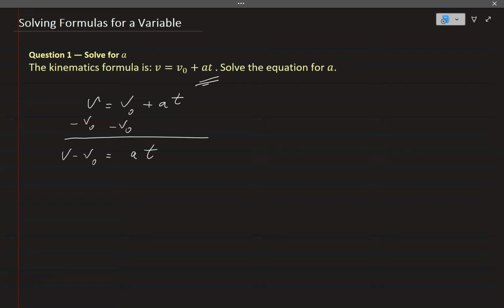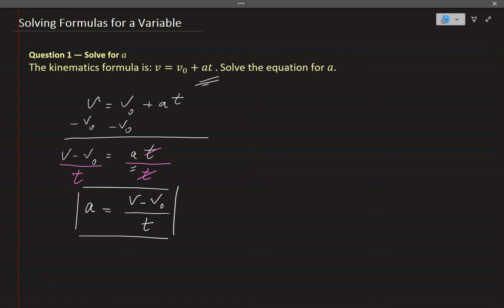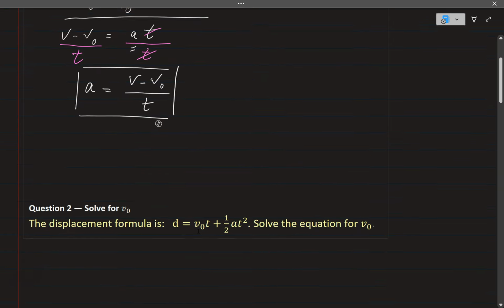We are solving for A. That means we have to get rid of the coefficient T. Divide both sides by the coefficient T. Once we have that, we have A isolated, and we're going to rewrite. We'll have A equals V minus V naught divided by T, and that is the acceleration formula. Very good.